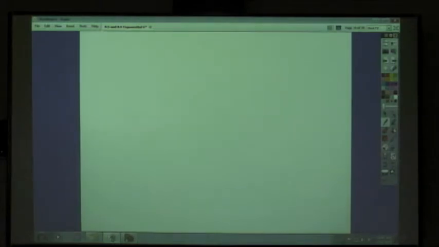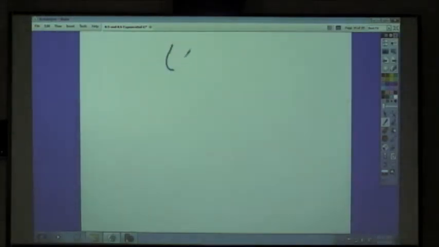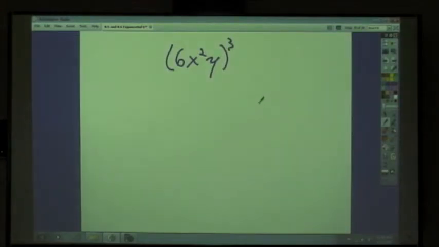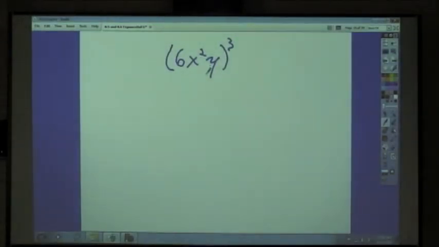Let's start with a couple easy ones, and then we'll work our way to a little bit harder problems. So one of the problems that we did was something that looked like this guy right here. Let's say we have 6x to the second power times y, and we raise that to the third power. Everything in the parentheses is going to be raised to the third power, because when you have a multiplication problem inside parentheses and you raise it to a power, you can just raise everything. Remember, you can't do that with addition or subtraction, but you can with multiplication or division.